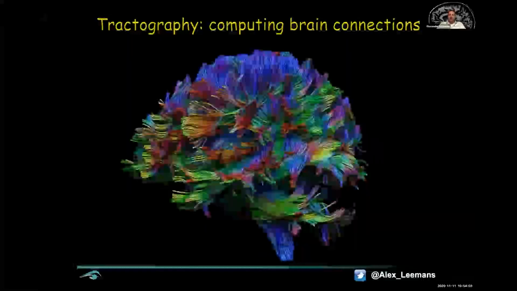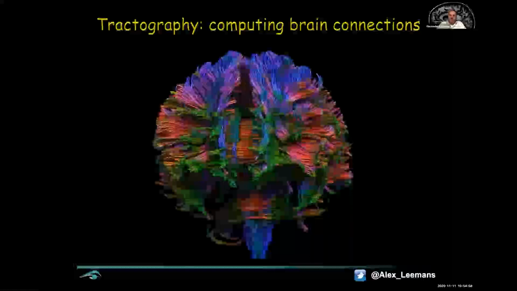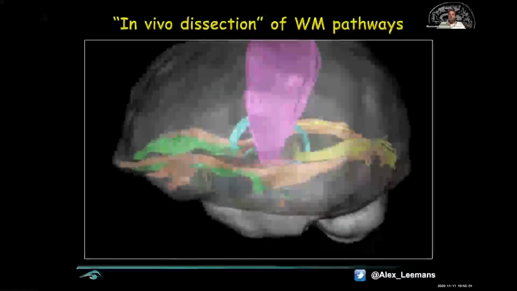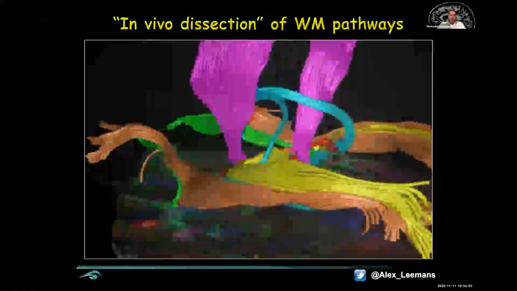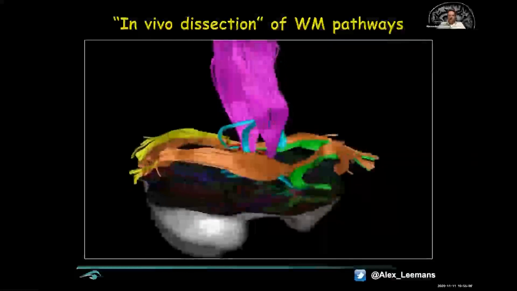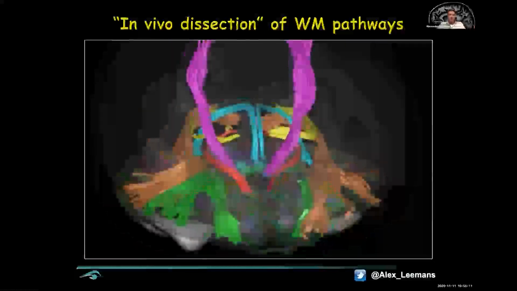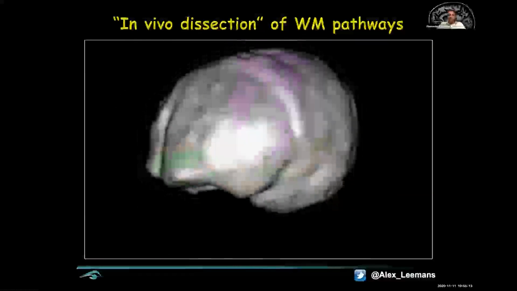If it looks like a duck, quacks like a duck, flies like a duck, it's probably a duck, especially if it tastes like duck, right? So we can do something we would now call in vivo dissection. We can place regions of interest in the brain and interrogate all the pathways that we computed, which are the ones that go through specific regions.